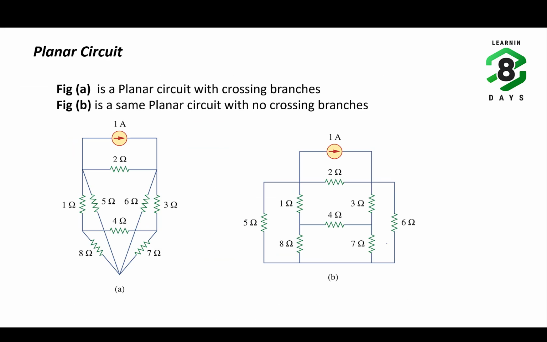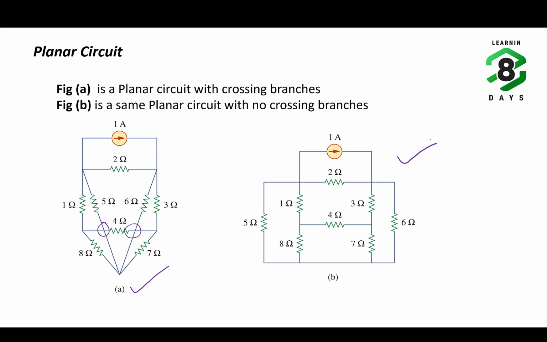Next, what is a planar circuit? As I told before, a planar circuit is a circuit that we can draw without any crossings in a two-dimensional plane. Even though in the first figure you can see there are crossings here, when you redraw the same circuit, you can see there are no crossings. You can completely draw the same circuit in a two-dimensional plane without any crossing. So this is a planar circuit.